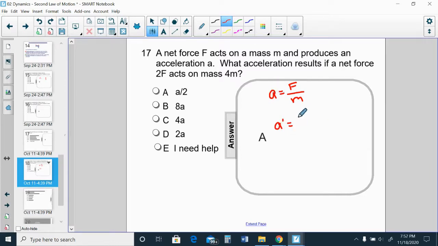So we're looking at a force 2F over a mass 4m. So we have our F over m, which is equal to acceleration. And we have a fraction here, 2 over 4, which you can simplify. So the acceleration in this case, if you write it out, would be half a, or you could write it as a over 2. So in this case, the answer is acceleration divided by 2, which is choice A.